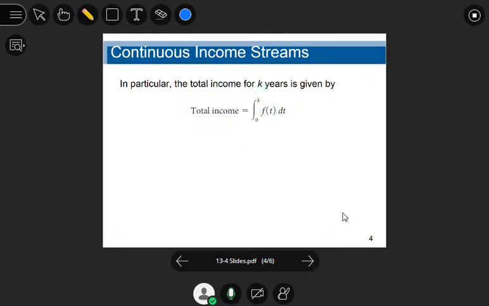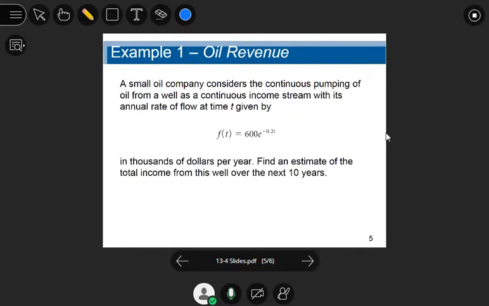Now let's look at an example. This is the problem. A small oil company considers the continuous pumping of oil from a well as a continuous income stream with its annual rate of flow at time t given by f(t) = 600e^(-0.2t) in thousands of dollars per year. Find an estimate of the total income from this well over the next 10 years. So you have to calculate the estimate of total income from this well for the next 10 years.